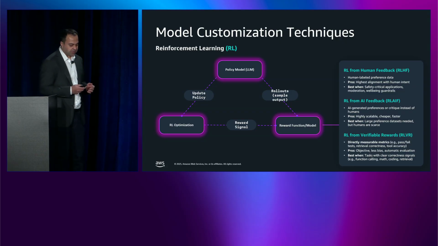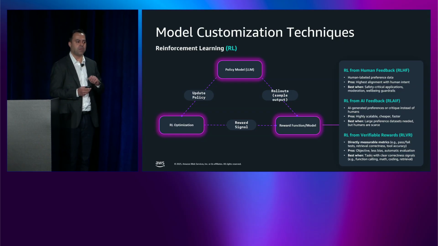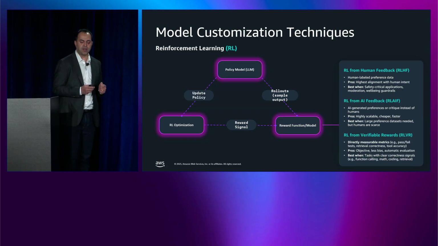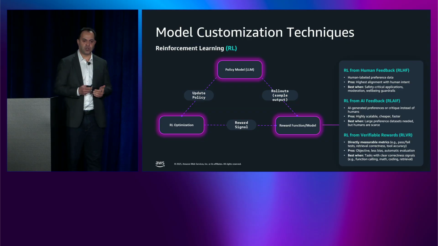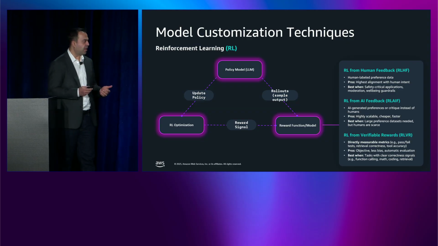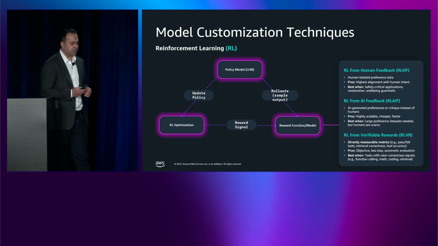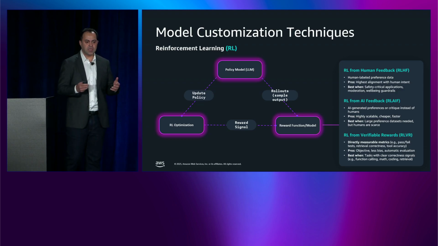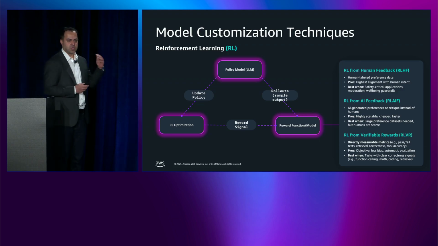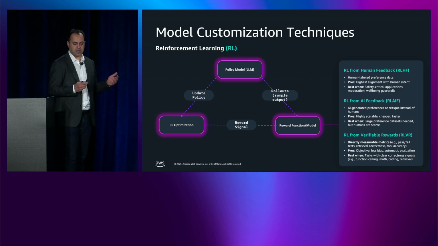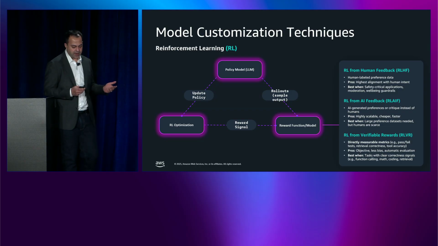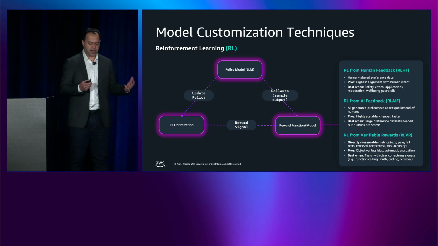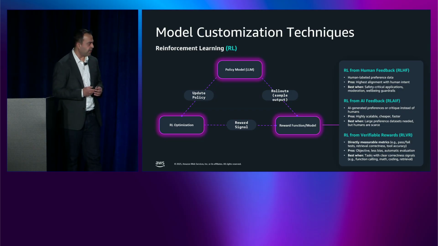And lastly, for cases where you can programmatically verify the accuracy of model output, you can also write a reward function to do RL. And this is known as RL from verifiable rewards. And this is easy because it's scalable, and it's objective, it has less bias, and it's for specific tasks such as coding and tasks with clear correctness signals. This is quite a popular technique.